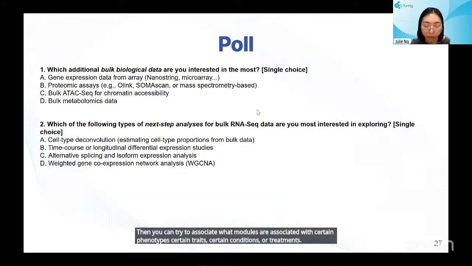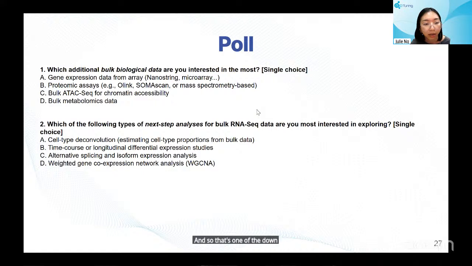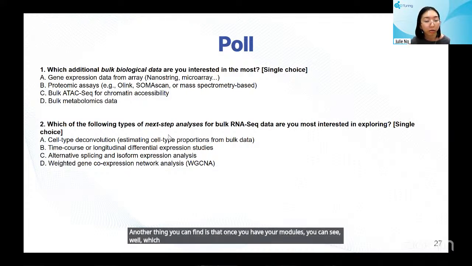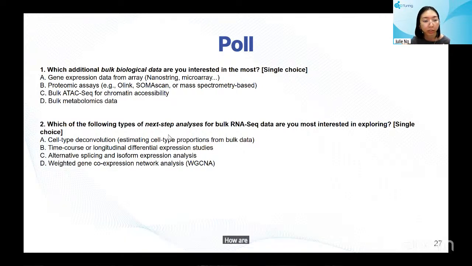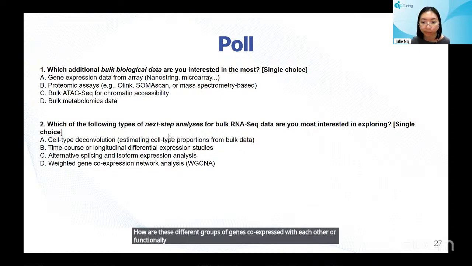And so that's one of the downstream analyses that you can perform with WGCNA. Another thing you can find is that once you have your modules, you can see which modules are correlated with each other. How are these different groups of genes co-expressed with each other or functionally involved with each other?